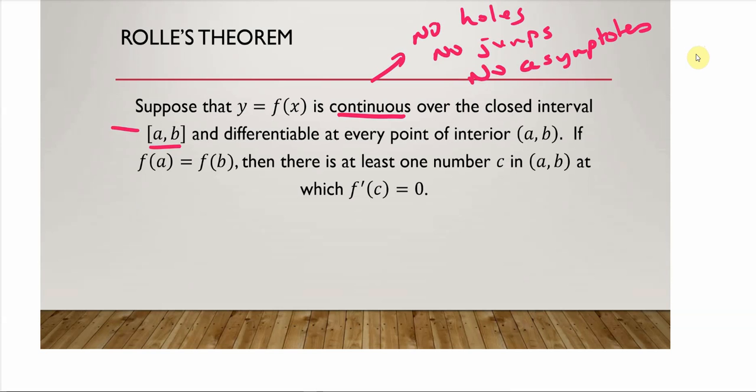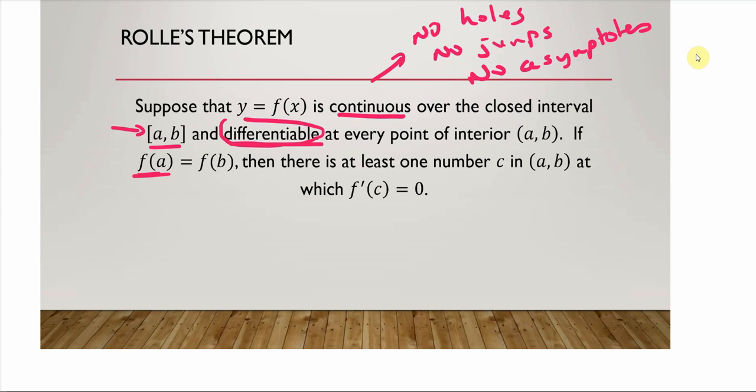Now, the brackets here mean that a and b are included. They're not open. And differentiable at every point. What does differentiable mean? Differentiable means that there's a derivative at every single point. So this guy is going to eliminate the peaks, the cusps, the corners. Okay, so this right here eliminates the peaks, the cusps, and the corners.